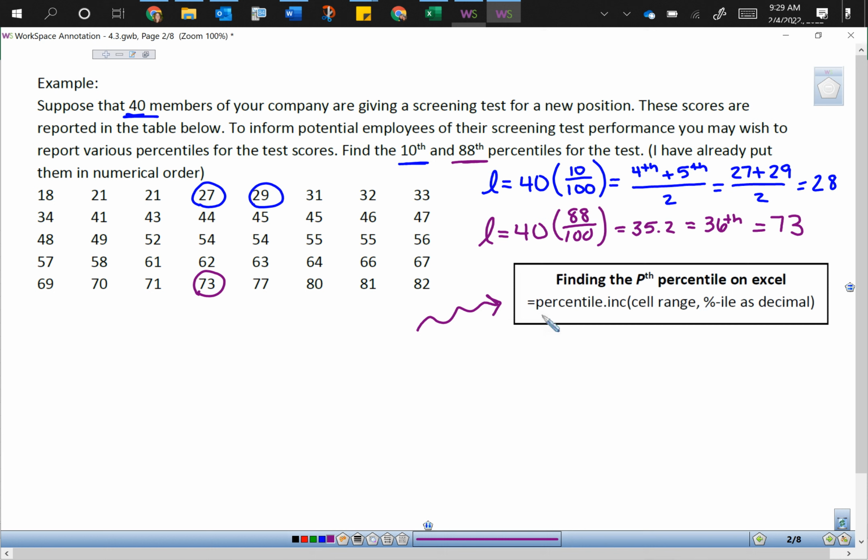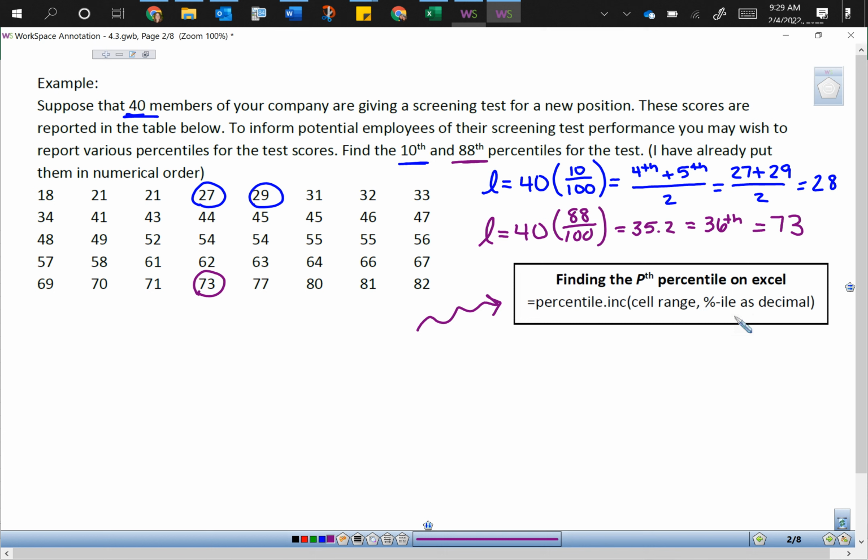So to find the Pth percentile on Excel, so P representing like 10th or 88th or whatever, you're going to type in equals percentile.inc, and then it says of your cell range and comma percentile is a decimal. Let's talk about that. When you type that in, you're going to have 2 options. When you start typing in percentile, it's going to have .exc or .inc. That's exclusive or inclusive. We want the inclusive. You have to use the .inc.